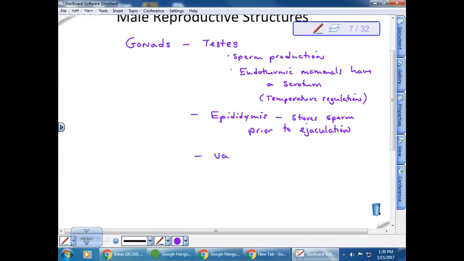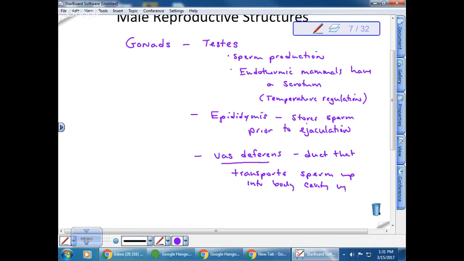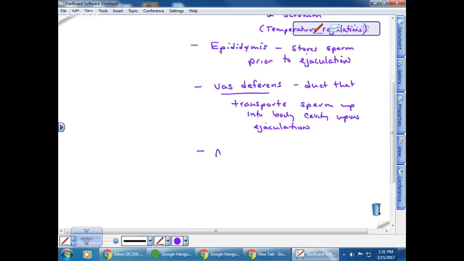And then we have the vas deferens. Sometimes this is called the ductus deferens, but we'll just call it the vas deferens. And this is the duct that transports the sperm up into the body cavity upon ejaculation. Because that is where the glands are located that are going to add substances to the ejaculate. Okay, so the sperm are produced outside the body cavity, but then they have to go into the body cavity to pick stuff up. And so we have what are called accessory glands. And these add substances to the ejaculate.